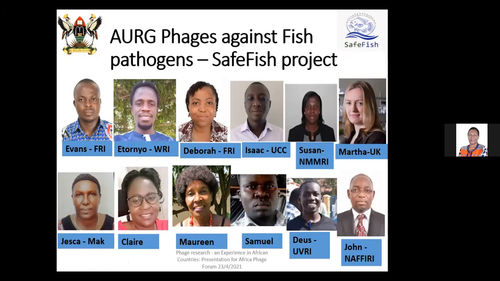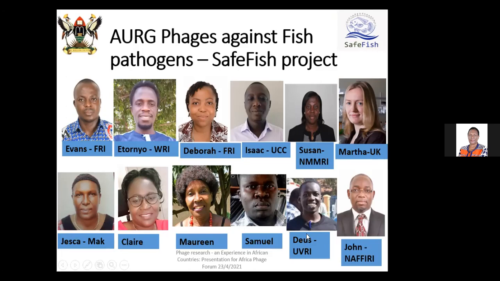So I'm only using their first names. Evans is from Food Research Institute, Ghana. Then there is Otonyo from the Water Research Institute. Deborah is from the Food Research Institute. Isaac is from the University of Cape Coast. Susan is from the Noguchi Memorial Medical Research Institute. Then Martha Crocky from UK.